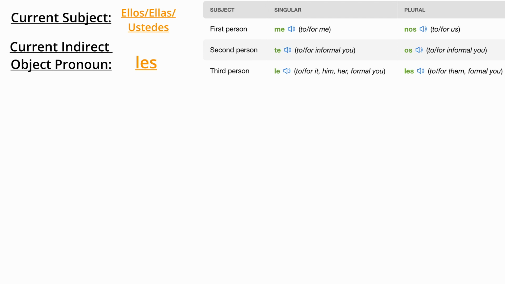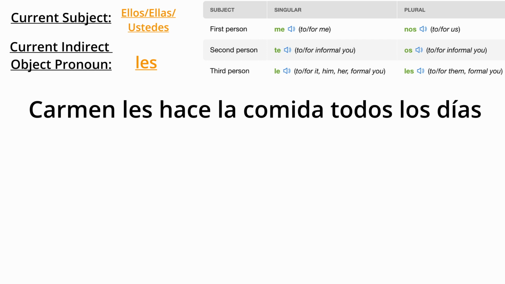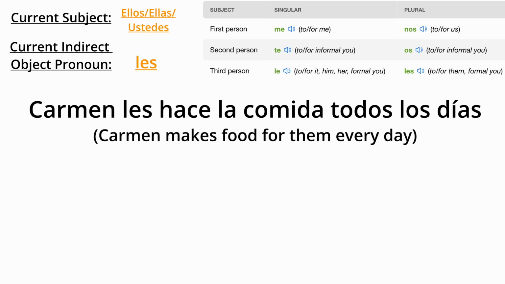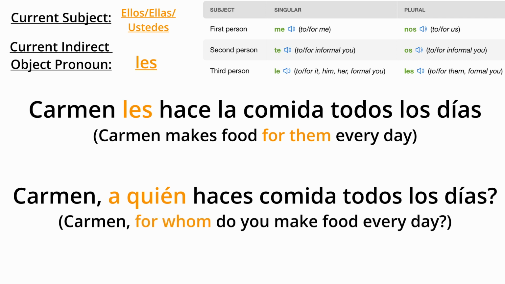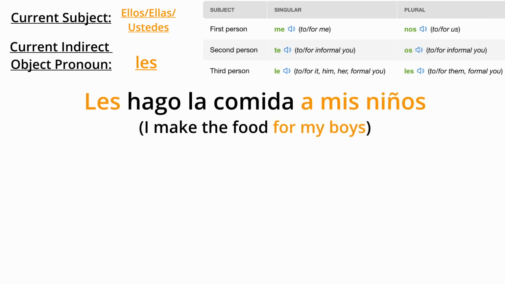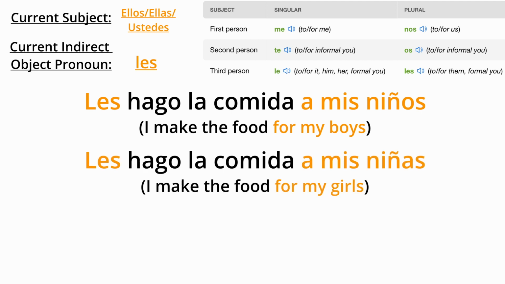Let's finish this. Carmen les hace la comida todos los días, which means Carmen makes food for them every day. Good example, isn't it? Who exactly is them here? Maybe we arrived to this conversation late and all we heard was Carmen makes food for them every day. To make sure we are on the same page, we can ask, Carmen, ¿a quién haces comida todos los días? And she may reply, les hago la comida a mis niños. Les hago la comida a mis niñas. Les hago la comida a ustedes.